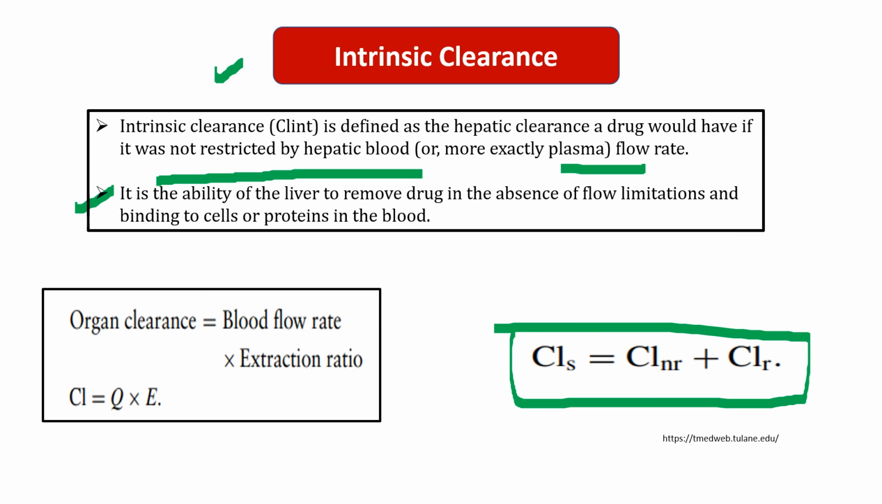You can see it is renal clearance and non-renal clearance. In non-renal clearance, we have hepatic clearance. Within hepatic clearance, it may be intrinsic clearance or non-intrinsic clearance, and also metabolic clearance in case of non-renal.